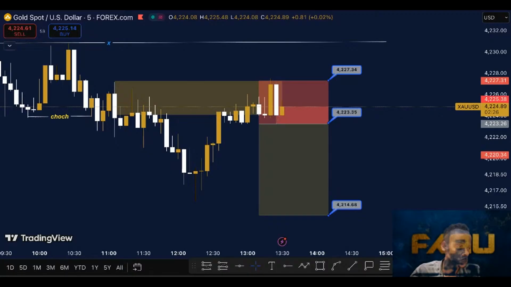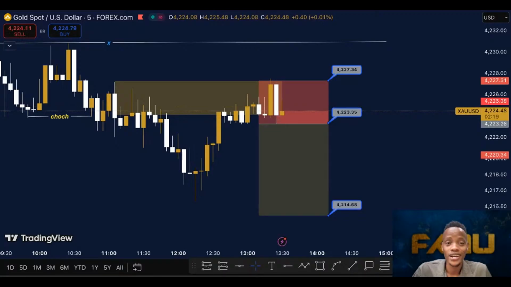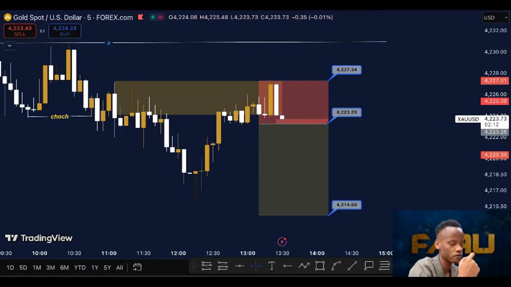No confirmation yet, but trust me, we are going to get the confirmation, and we are going to enter the trade now. I know most traders have that urge to enter the trade before the setup happens. It has happened to me a lot of times and I've blown a lot of money.